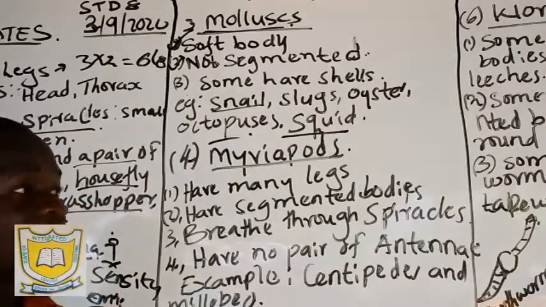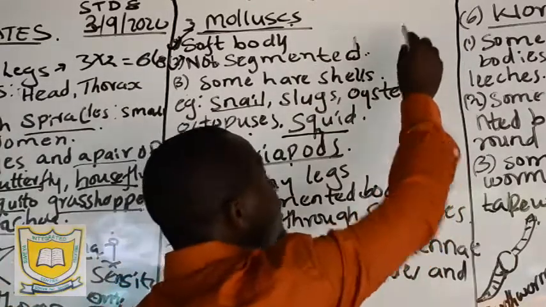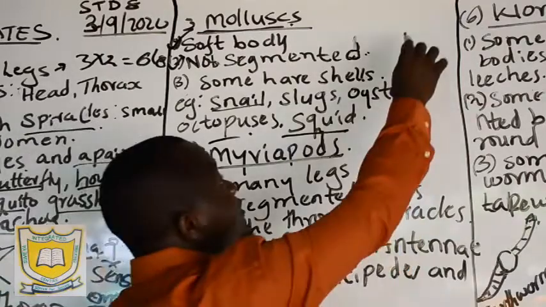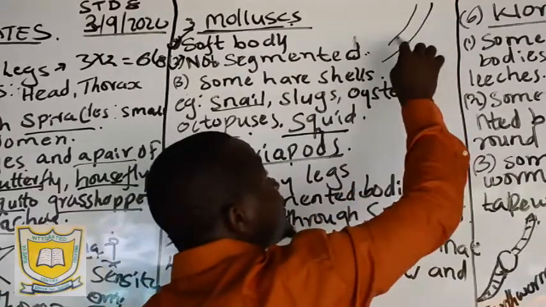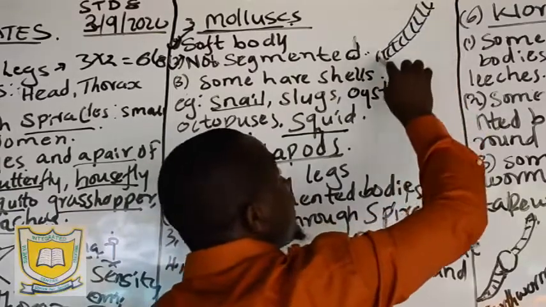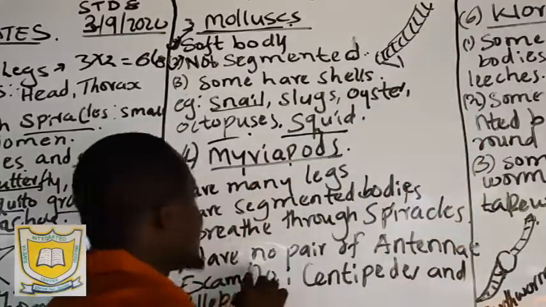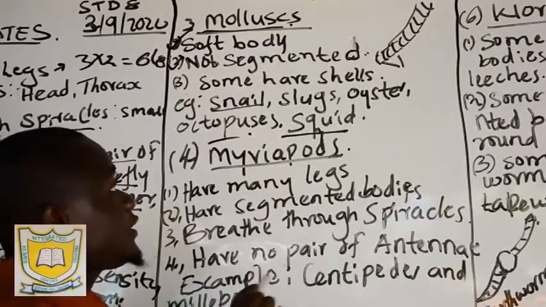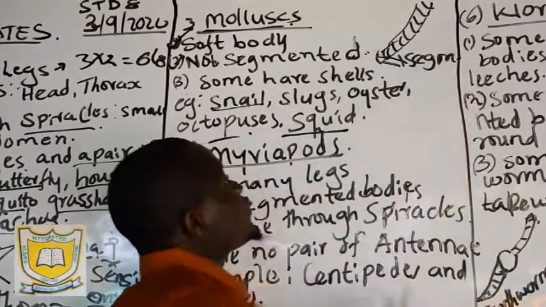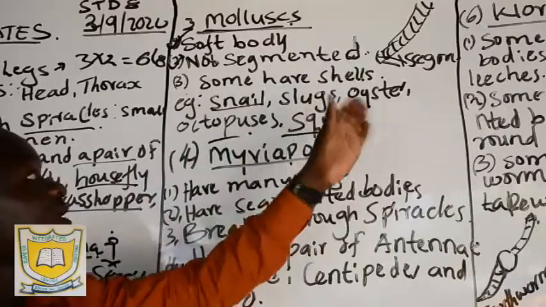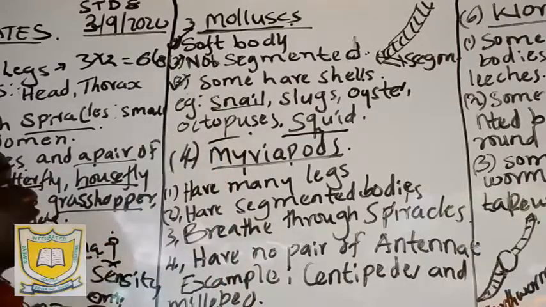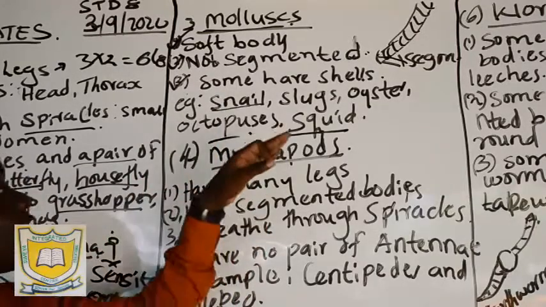When you talk about segments, for example, when we come to discuss the myriapods, we'll find that they have segments. A segment is just breakdowns that are on the bodies of an animal. For example, centipedes and millipedes have segments. So these are what we call the segments. When we say an animal is not segmented, it means it lacks those steps that are on the body. Number 3, we say some have shells, but others do not.